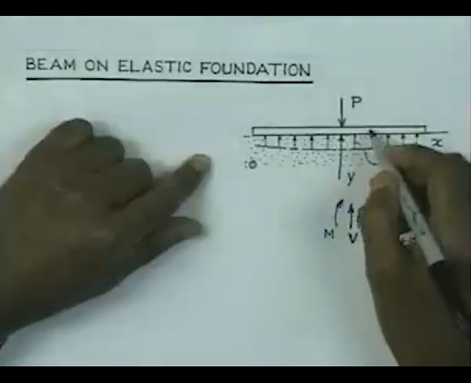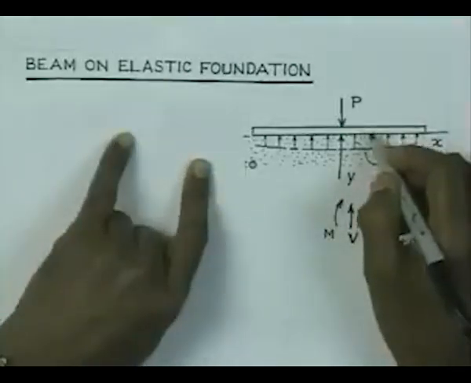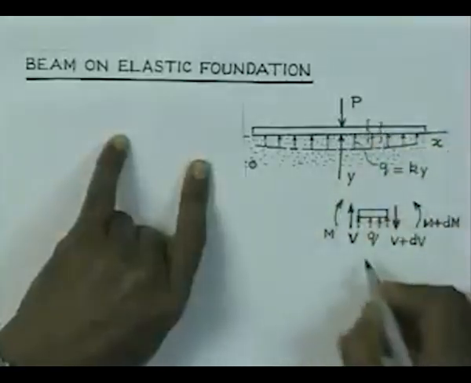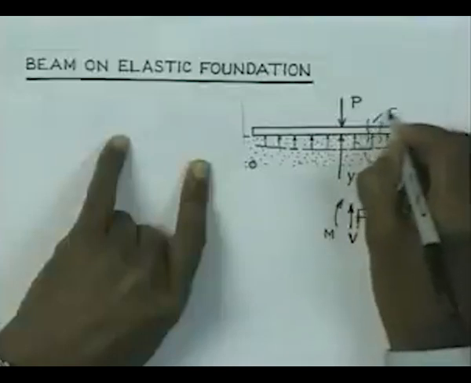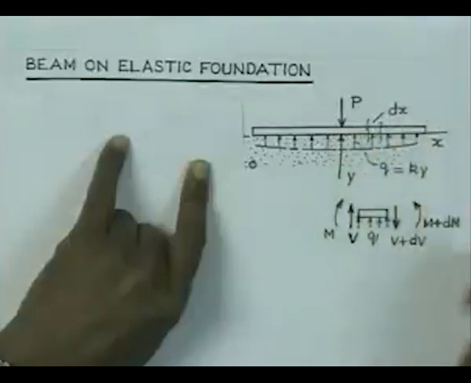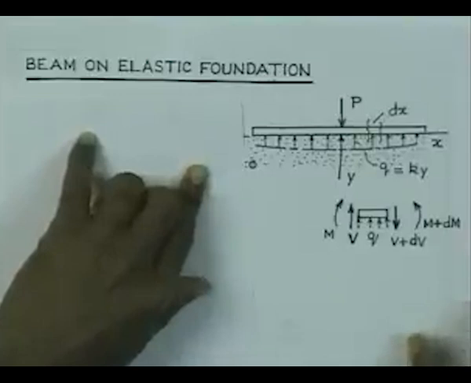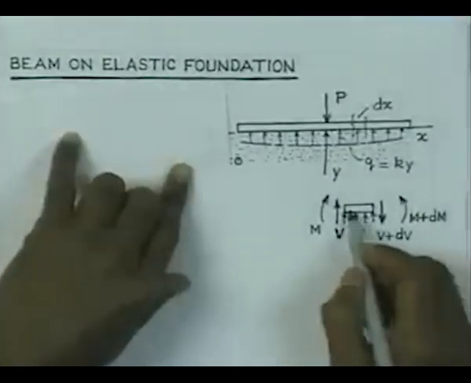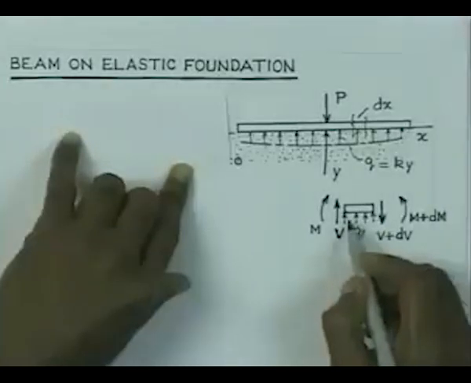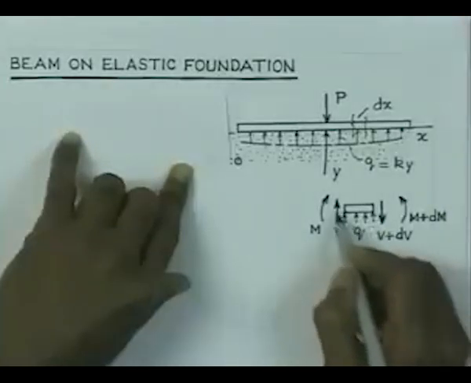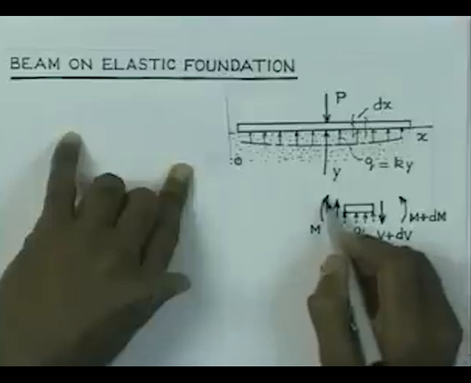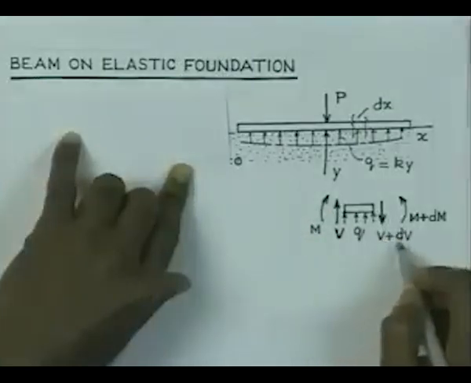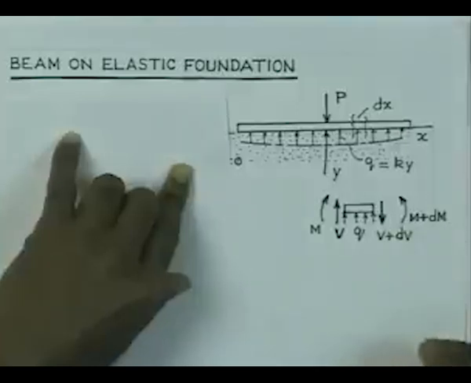Let us concentrate on a portion somewhere here. Let us just take a segment which is of length equal to dx. If we draw it to a larger scale, I have shown it here that this portion is now subjected to load intensity q, and the shear force is V on the left and bending moment is M there, and therefore, we are going to have shear force on the right hand face V plus dV and the bending moment M plus dM.